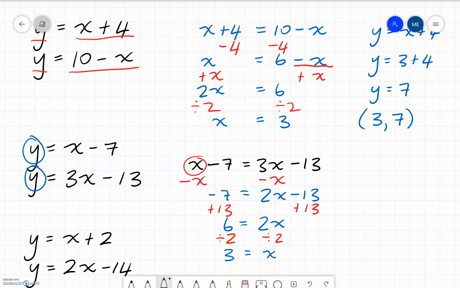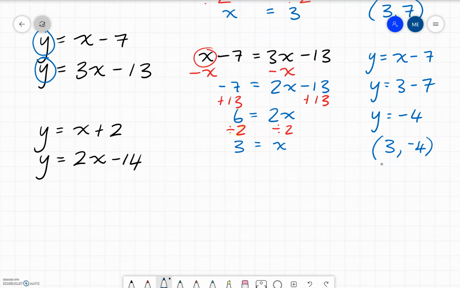So once again, I can substitute that into one of the equations. Just pick the easiest equation. You get the same answer regardless of which one you do. So I'm going to pick the first one. So y equals x minus 7. So y equals 3 minus 7. So therefore, y equals negative 4. So these two equations, they intersect at the point 3 and negative 4.